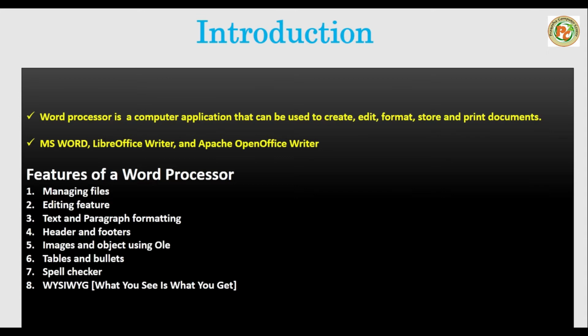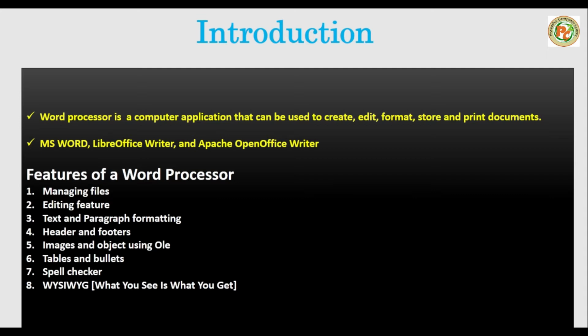We can also apply headers and footers that will be printed on the top and bottom of the pages. Also we can include different kinds of objects inside your digital documentation, like we can insert images, then we can insert charts, right? All these things we can insert. Also we can use tables and assign bullets and numbering. Sometimes we also want to check spelling, so we can do it in the word processor, and that is also part of what you see is what you get.